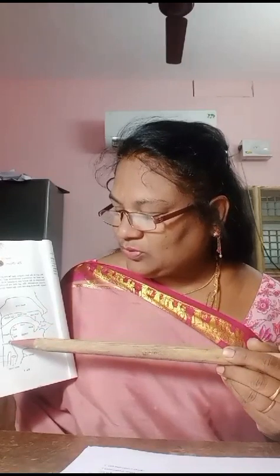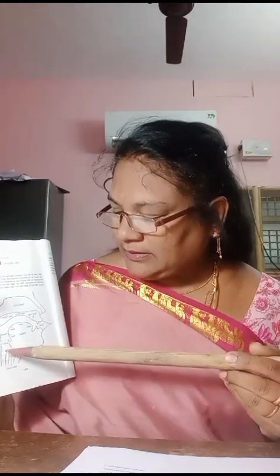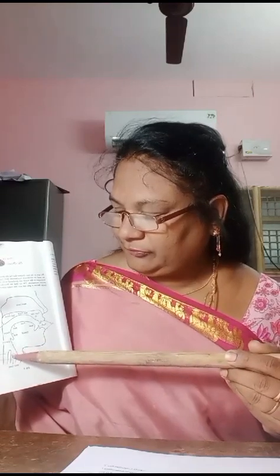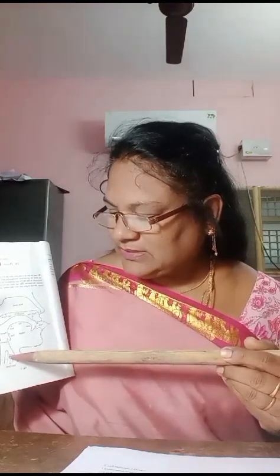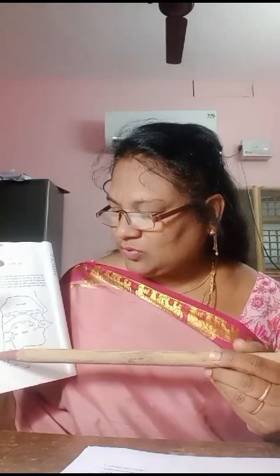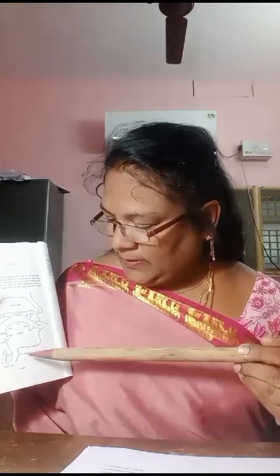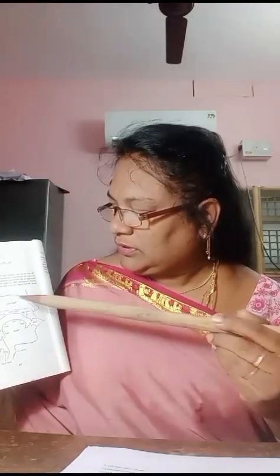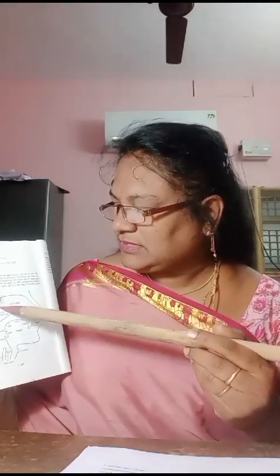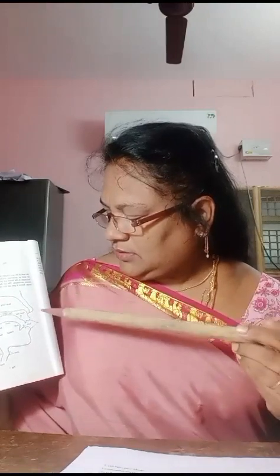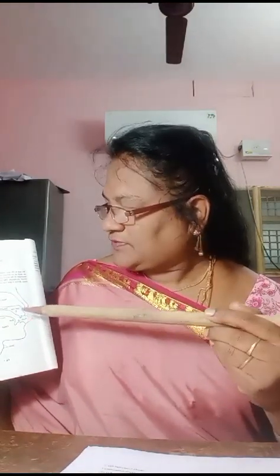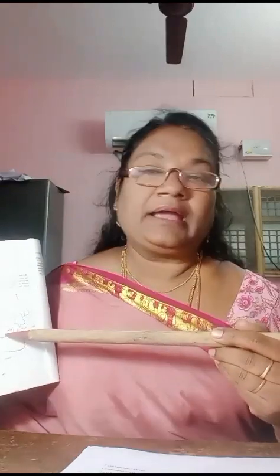And this is called the epiglottis, and this is called the windpipe, and this is called the food pipe. And this is the larynx. This is the nasal cavity. And this is the whole diagram for the organs of speech.